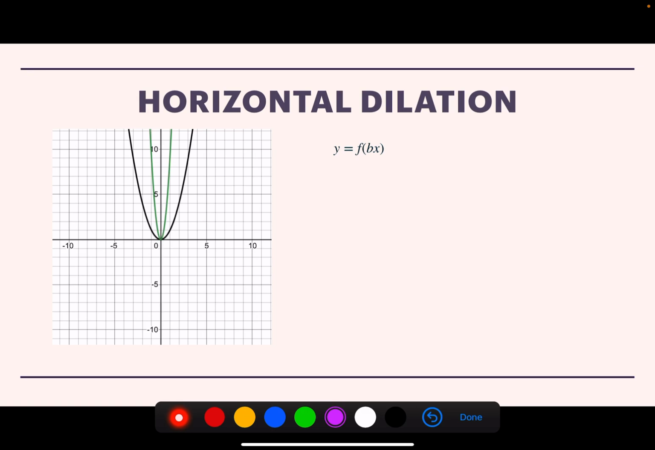And finally, the horizontal dilations. These can be a little weird, so pay attention here. This is when you're multiplying x by some factor b before the action of the function, and it's going to be a horizontal dilation by a factor of 1 over b. So it's sort of opposite, in the same way that the horizontal translations are opposite.